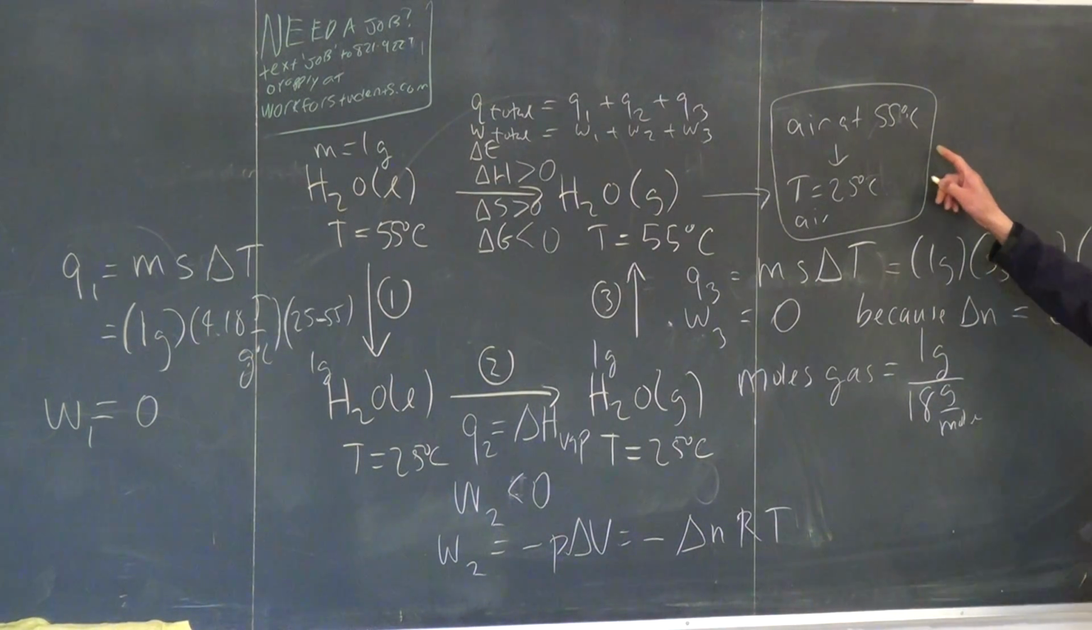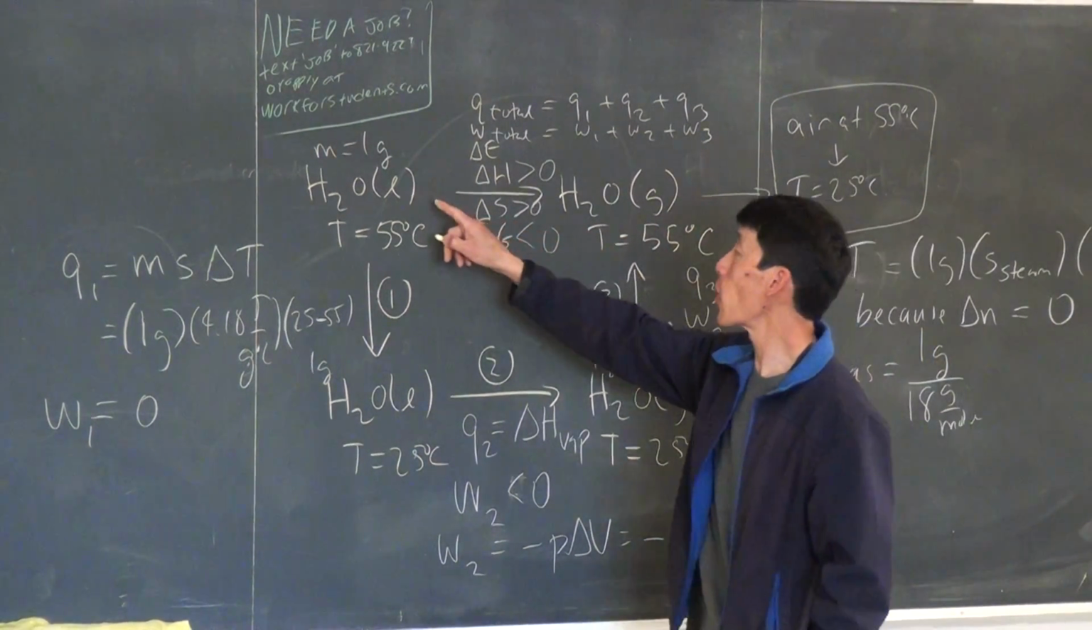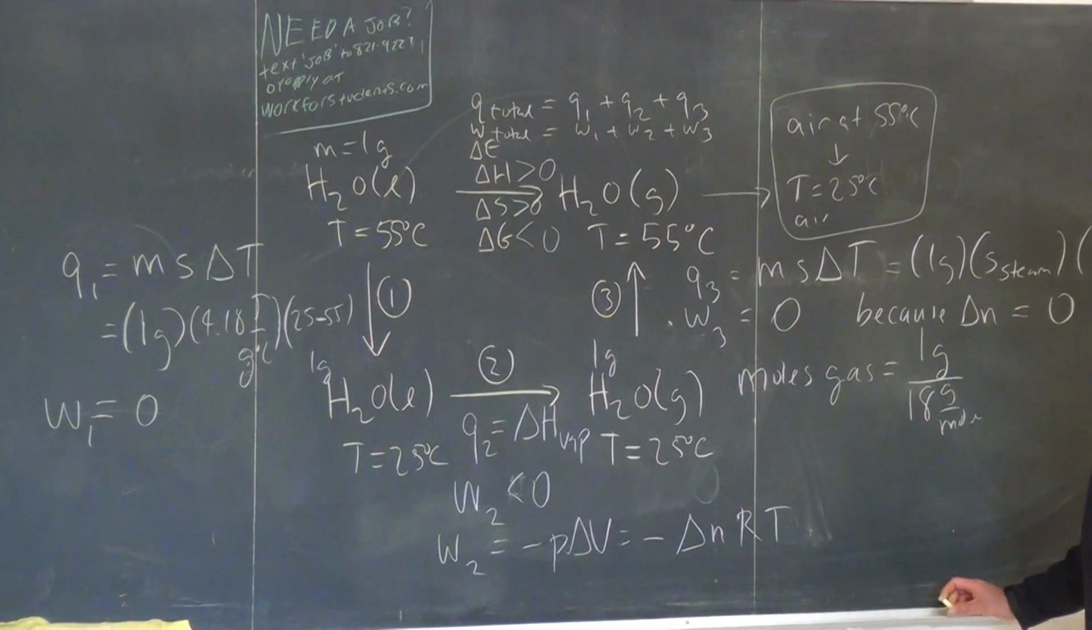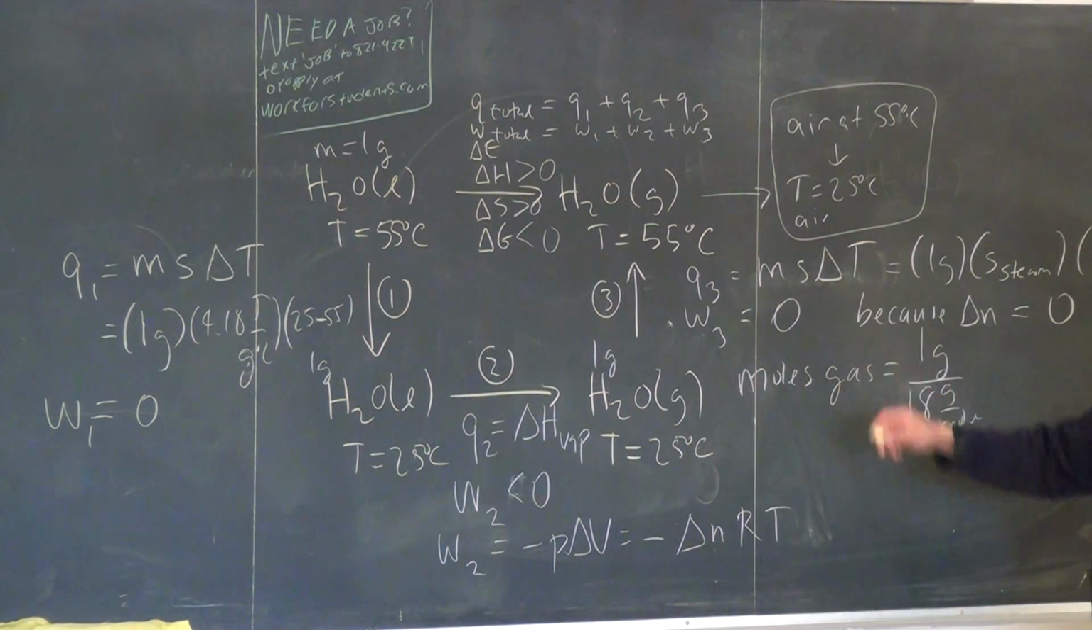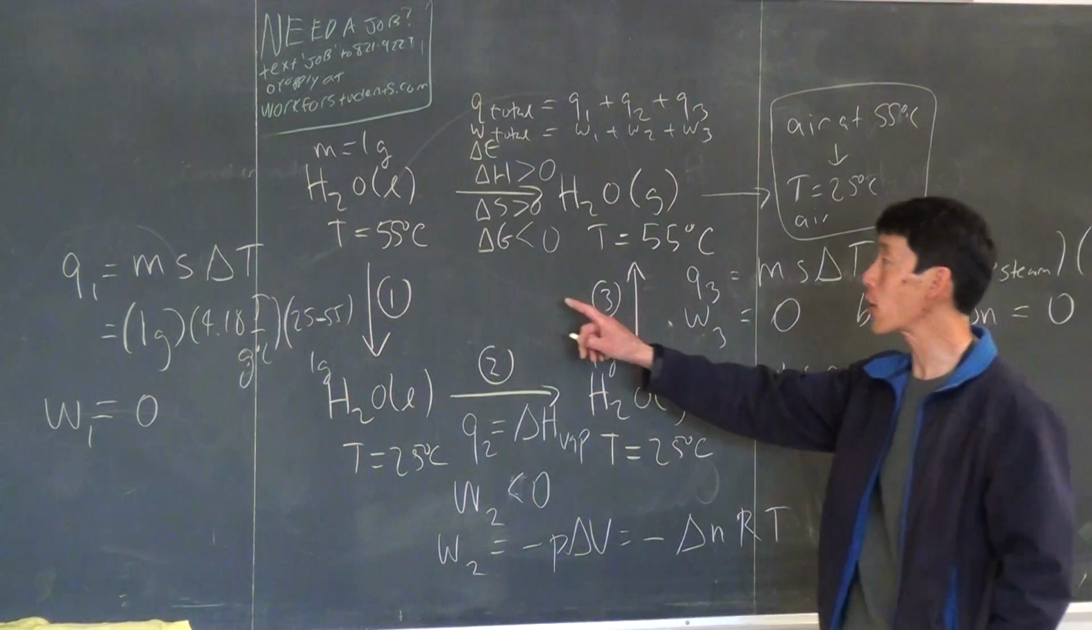Okay, so note that delta E for the air should be greater than 0 or less than 0? Since the air is cooling, less than 0. But delta E for the H2O liquid going to H2O gas, should that be greater or less? Probably greater, because we're going from liquid to gas. Okay, so this is one way to do this.